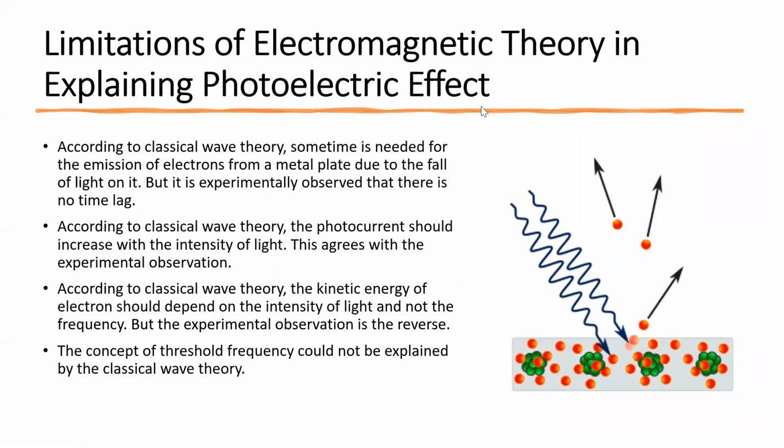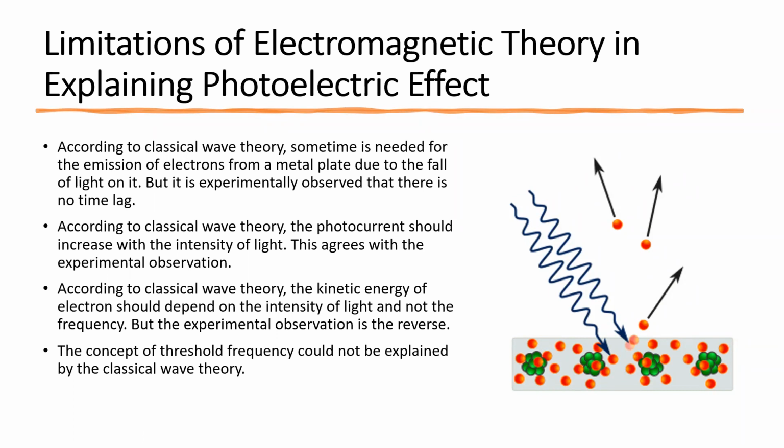Now today we will try to explain how classical electromagnetic theory tried to solve these issues. So first of all, according to classical wave theory, some time is needed for the emission of electrons from a metal plate due to the fall of light on it. But experimentally, it is observed that there is no time lag.